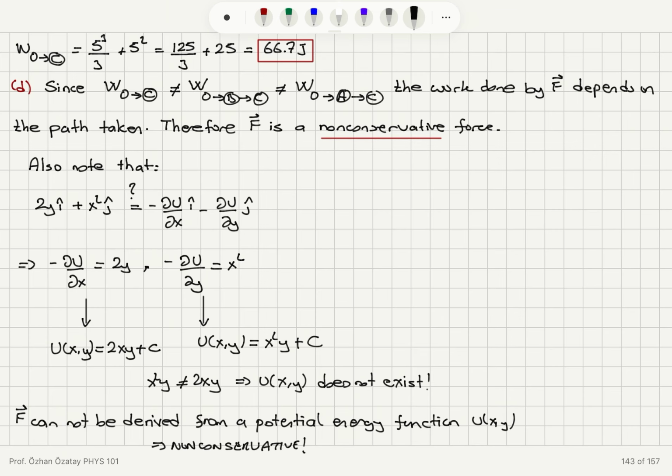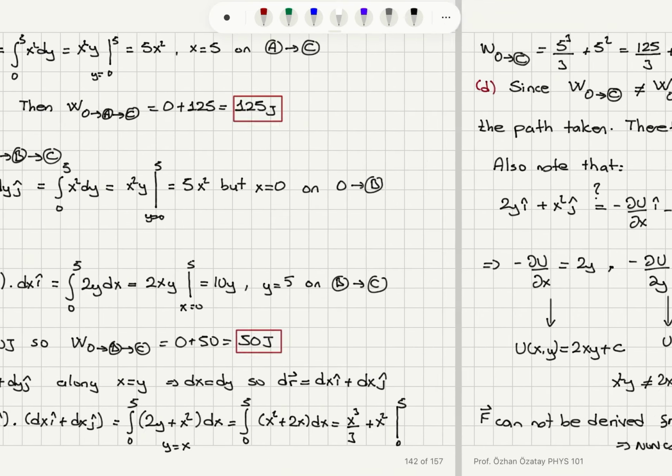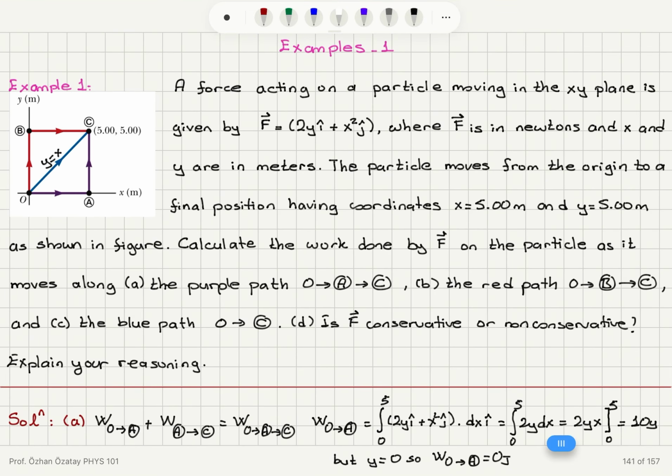So this is an alternative way of seeing if this force is conservative or non-conservative. If I find that the work done depends on the path taken, it must be non-conservative. If I find that it cannot be derived from the potential energy function, that also implies it is a non-conservative force. Okay, so let's summarize what we said here.